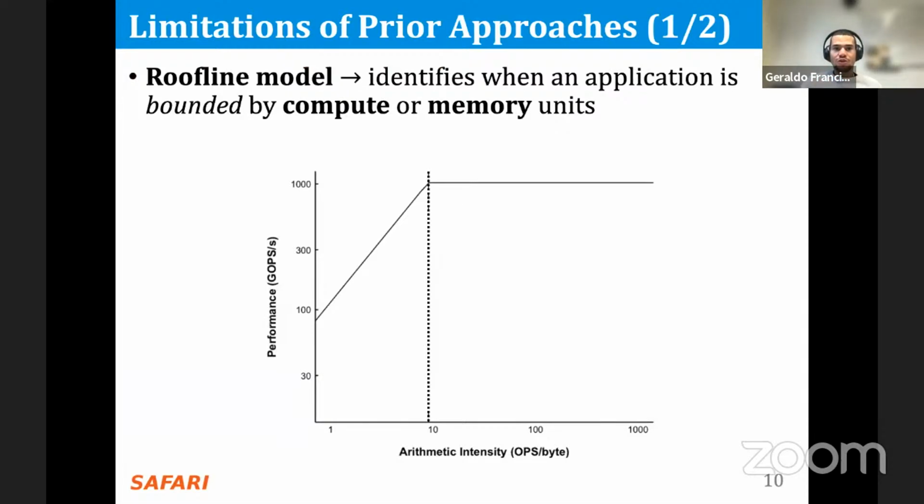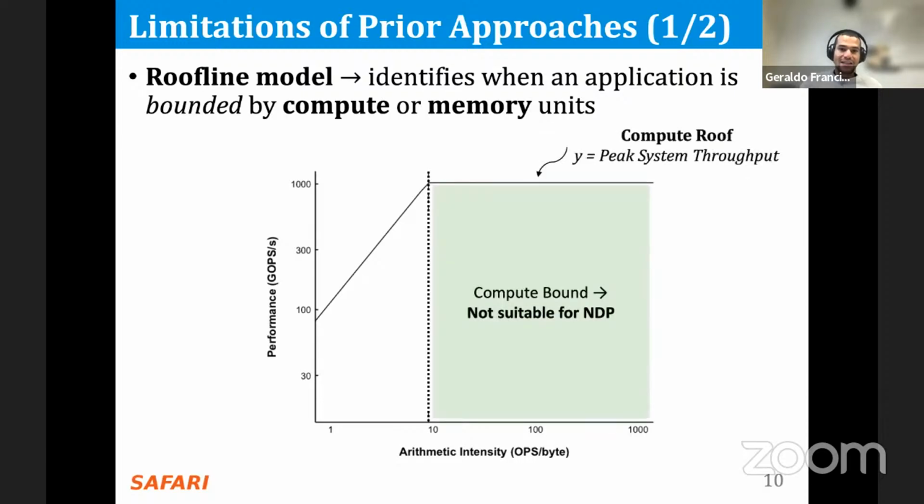The roofline model is a simple model used to identify if an application is memory bound or compute bound. This model has two main axes. The x-axis of the plot defines the arithmetic intensity of the application, which is calculated as the number of operations the application executes per byte accessed. The y-axis defines the performance of the application in giga operations per second. And then it has two main lines that characterize the application and the system.